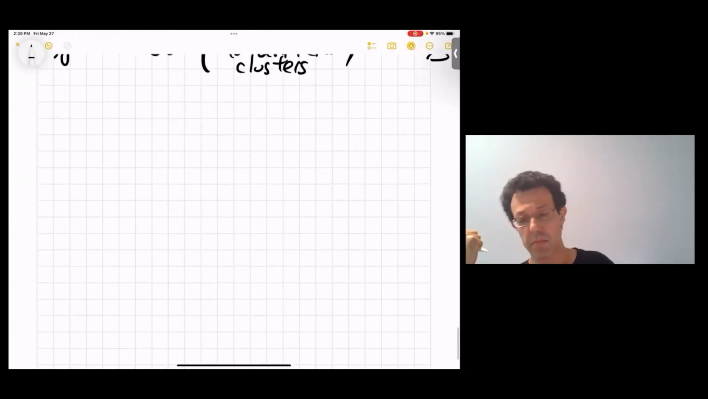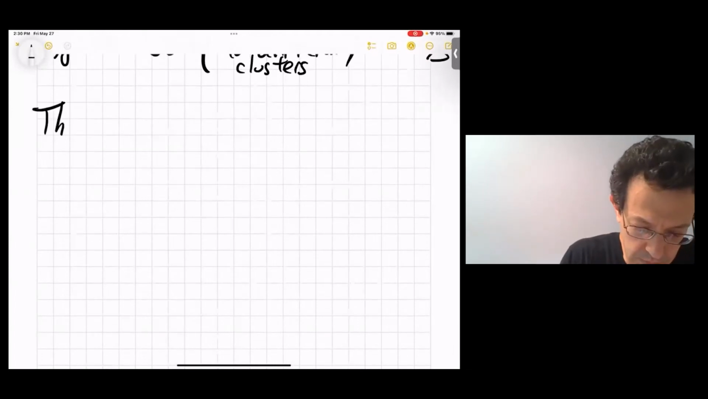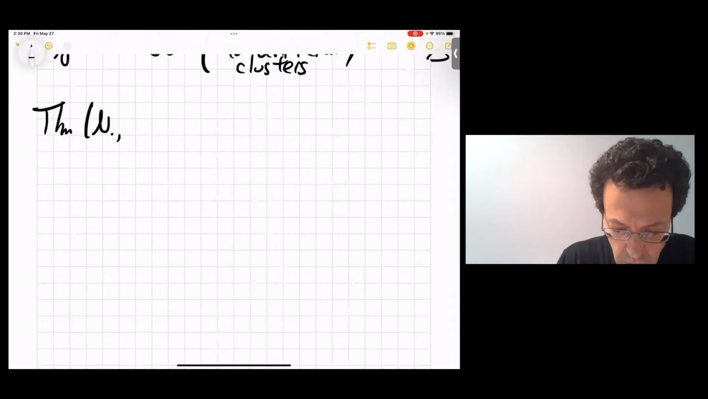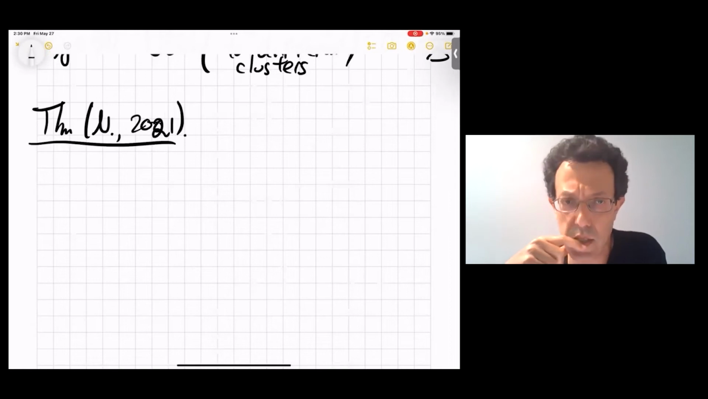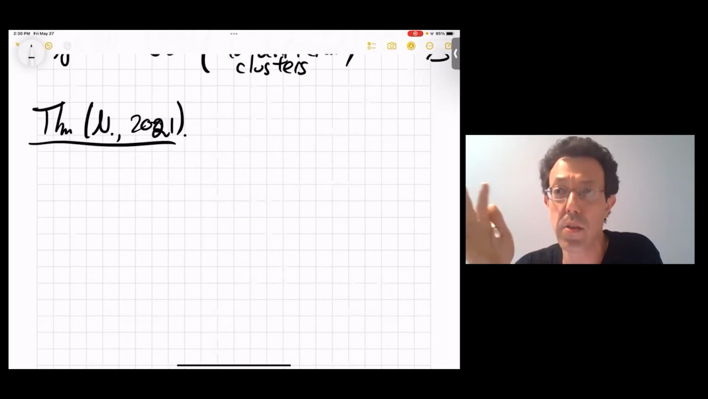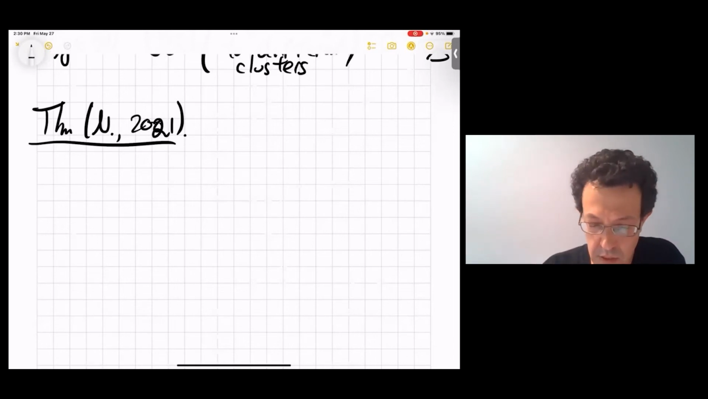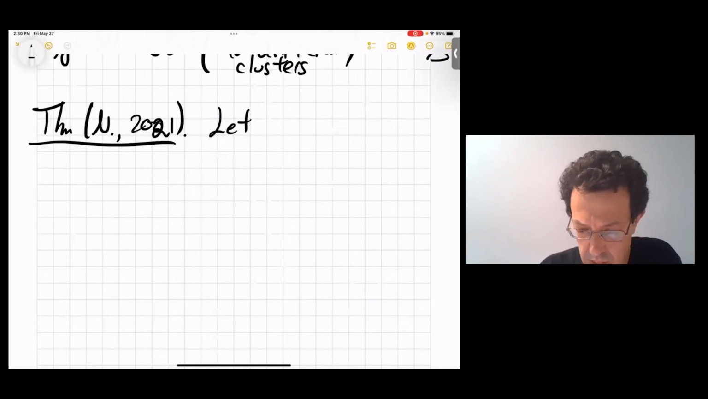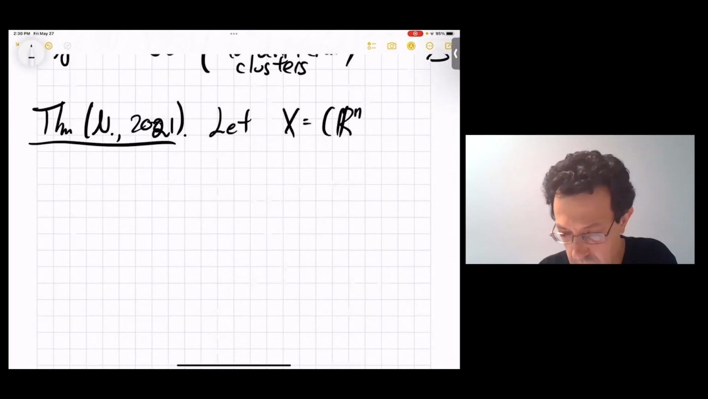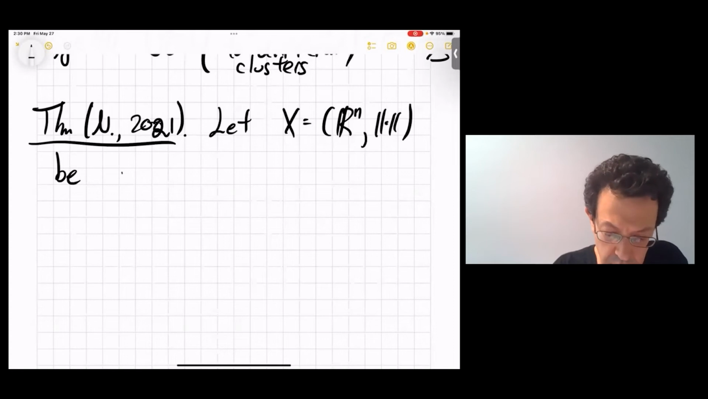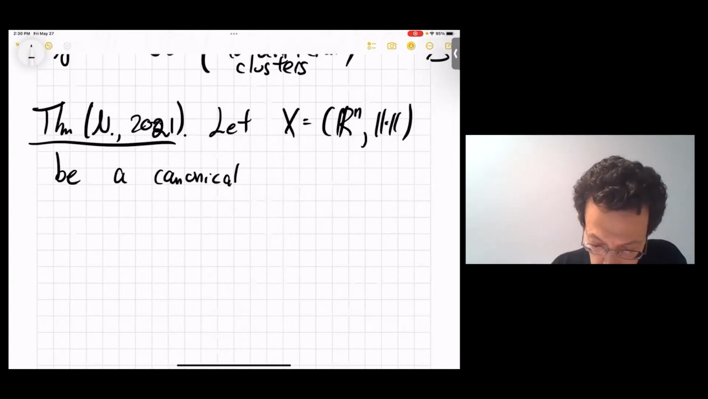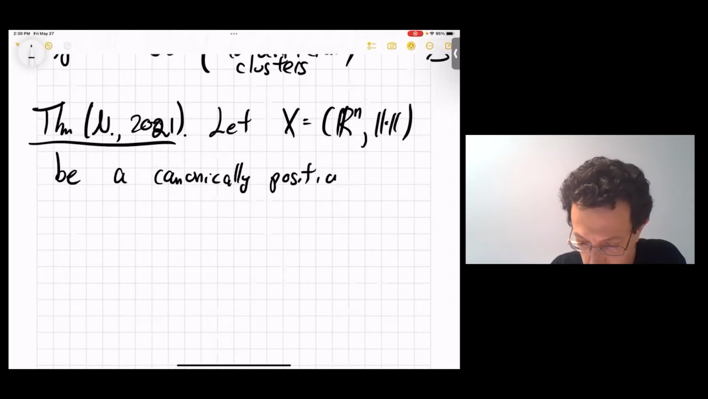So here's the theorem. In 2021, it's December, almost this year, it's already on the arXiv. And it says the following, so I'll write it in a conditional way first. Let X, which is R^n with some norm, I'll say it in words, even though I said this is the assumption for the rest of the talk, be a canonically positioned space.